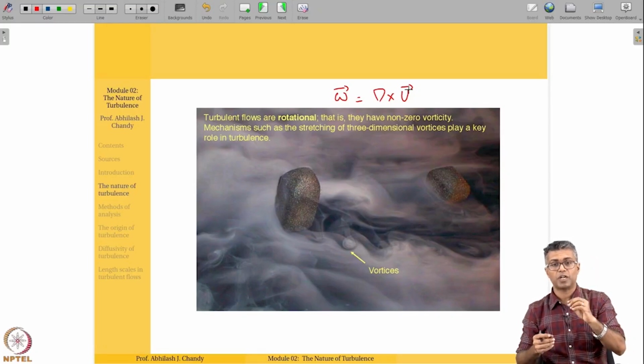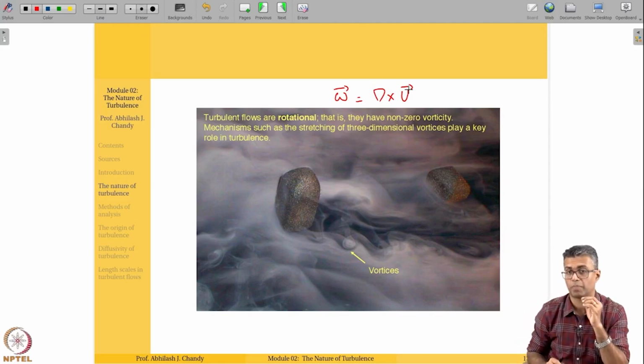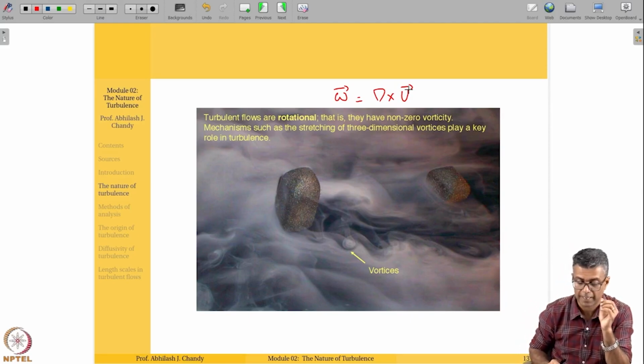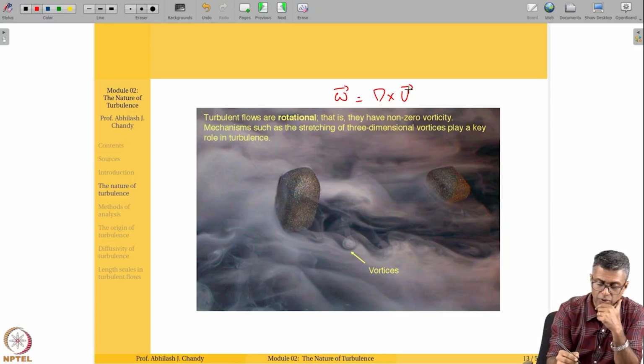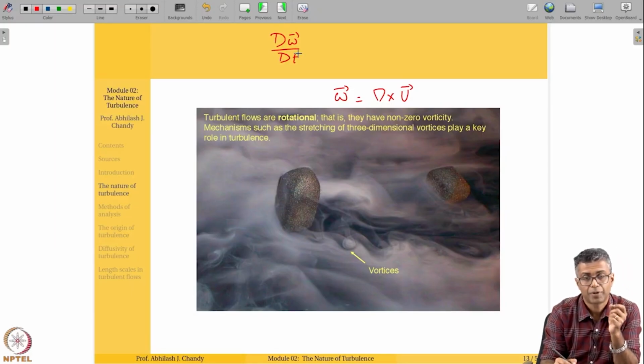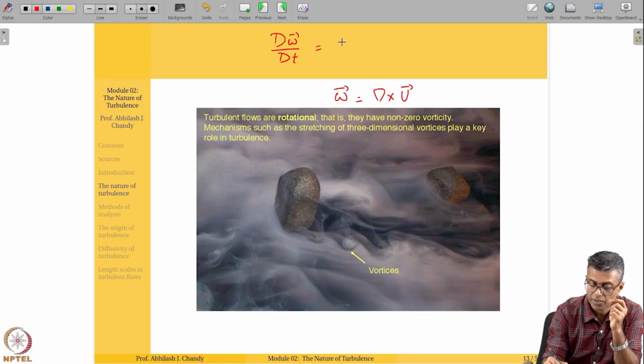The stretching of three-dimensional vortices, we now know that it plays a key role in turbulence. What do I mean by that? I'll consider the vorticity transport equation, and we'll talk about this in more detail as well. I have D omega by Dt. Notice that I'm using capital D, which is the total derivative or the substantial derivative, equals omega dot del u, where omega is a vector, plus nu del squared omega.